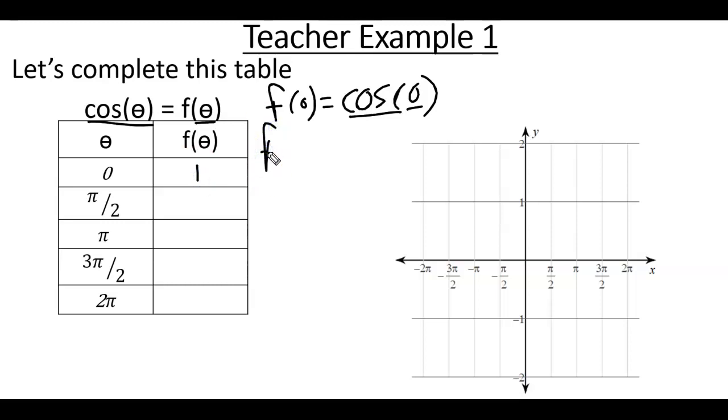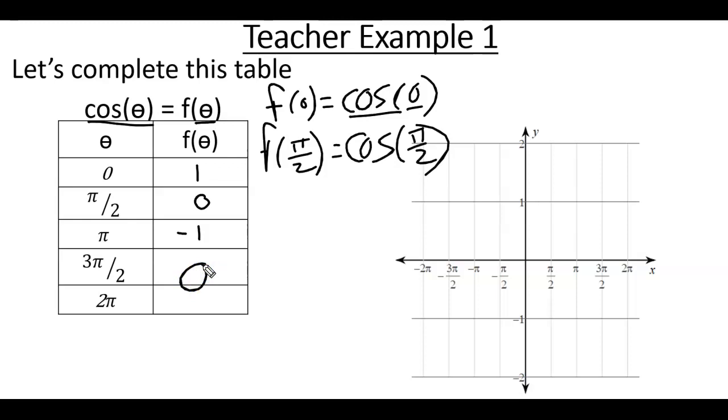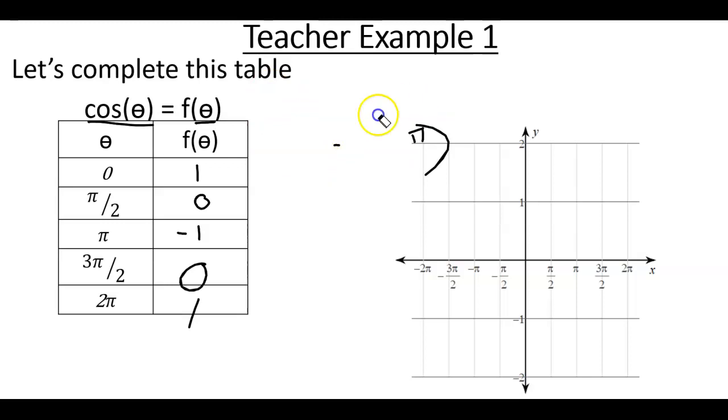Next, I want to plug in pi over 2. What's the x value at pi over 2? The answer is 0. And you just keep doing that with the rest. If you plugged in pi, you'd get -1. If you plugged in 3 pi over 2, you'd get 0. And if you plugged in 2 pi, you're back to 1 again. Now there's a whole bunch of other x values that I didn't plug in, but these 5 numbers are kind of enough to give us the picture that we need.